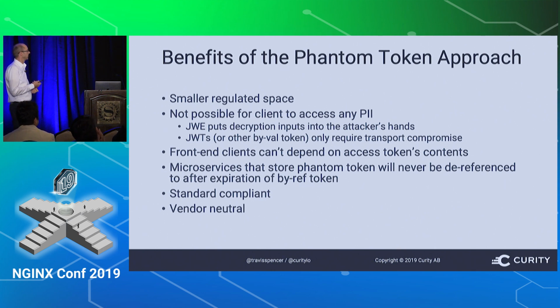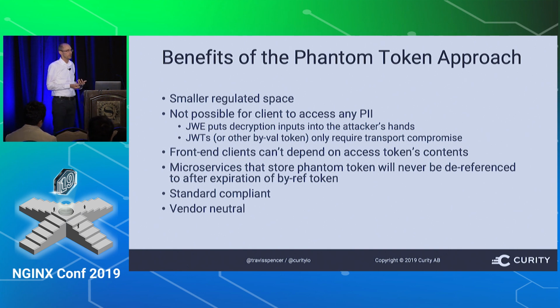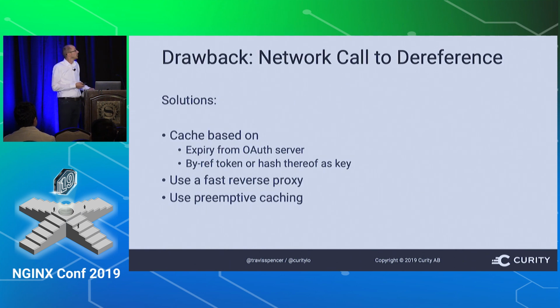And I'll get to caching here in a second. Standard compliant and vendor neutral. So you saw us do it with our phantom token module. That phantom token module app actually implements something called introspection. So that could have been anyone's OAuth server actually, even using our NGINX module. Drawbacks: you have to dereference it, so you've got to go over the network to do that. It's the obvious drawback. So you can cache it as a solution to that.